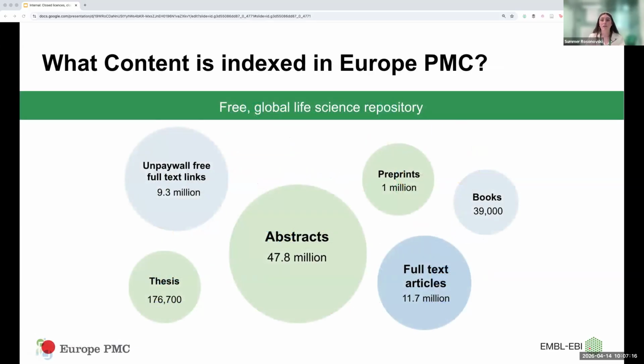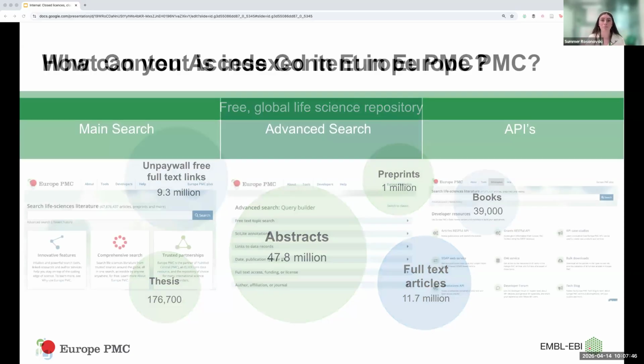Europe PMC contains over 47 million publications, and that includes abstracts from PubMed, full text from PMC, and preprints from 34 life science preprint servers, and that includes bioRxiv, Research Square, and preprints.org, to name a few. Europe PMC also includes other documents, and this includes books and theses, and it's enriched with links to supporting data, reviews, and other relevant resources, helping you see that bigger picture of the research.